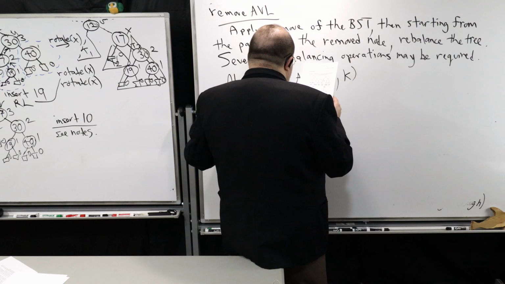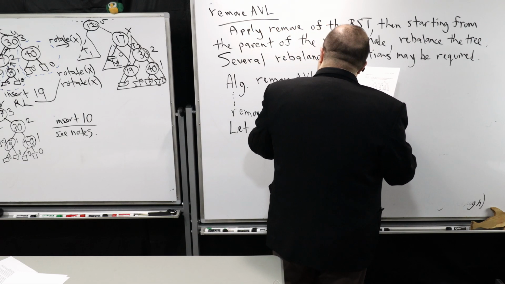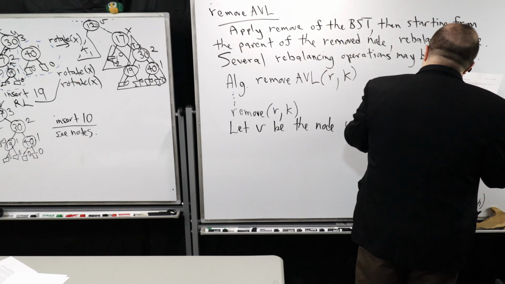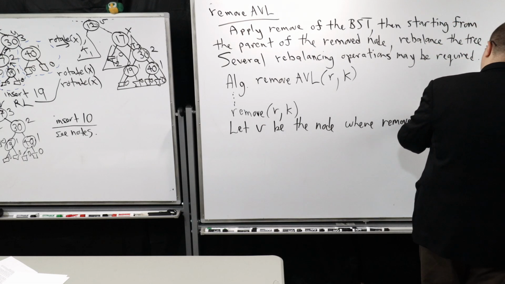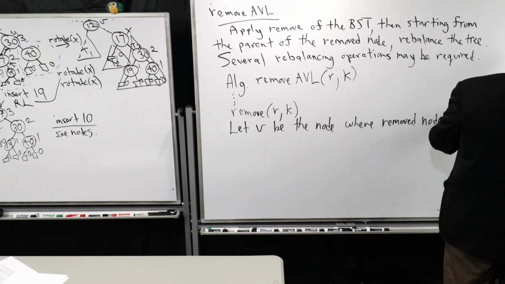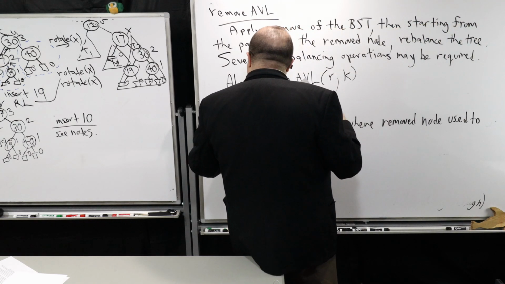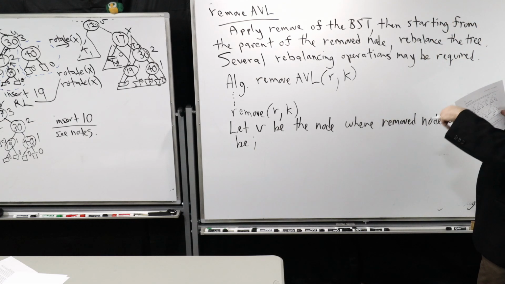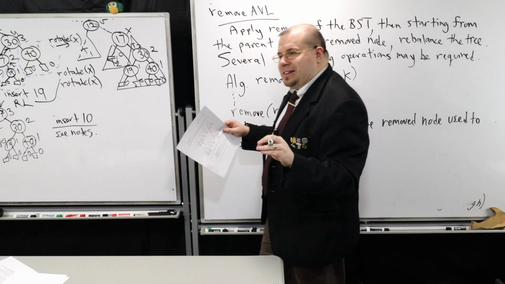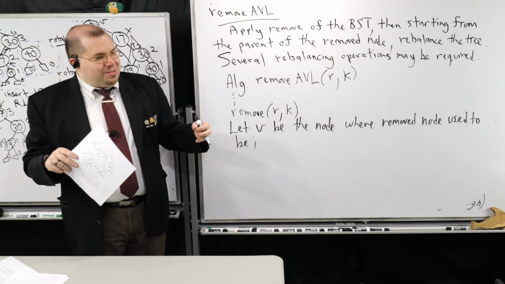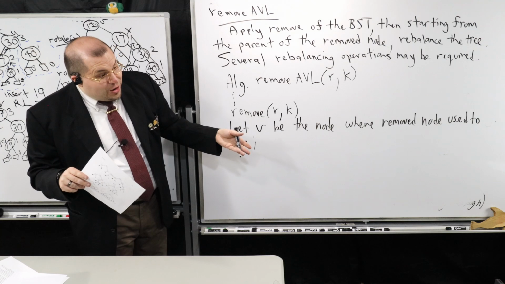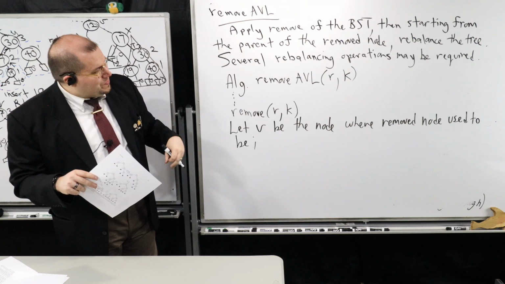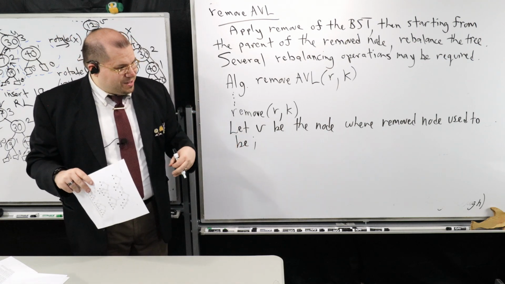And then we're going to let V be the node where the removed node used to be. Now, you might ask, Dan, you just said it's supposed to be starting from the parent of the removed node. This is actually what rebalanceAVL is going to set up for you. What will happen is you'll start off by updating the height at the removed node where it should be, and then it will immediately go to the parent, which is what I'm referring to up here. So rebalanceAVL sets up this whole process.